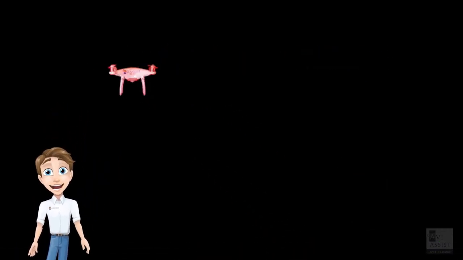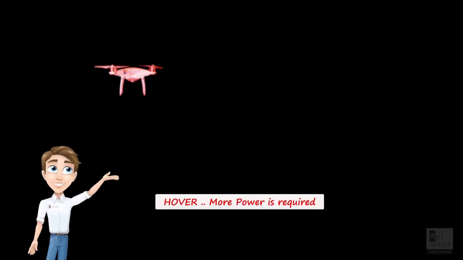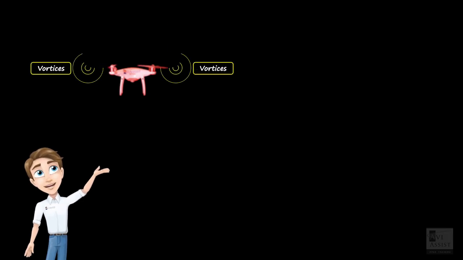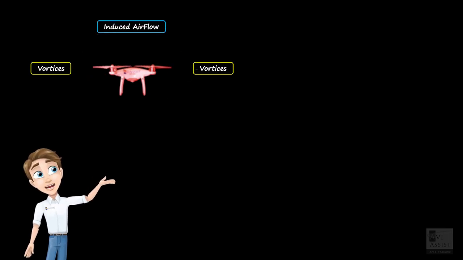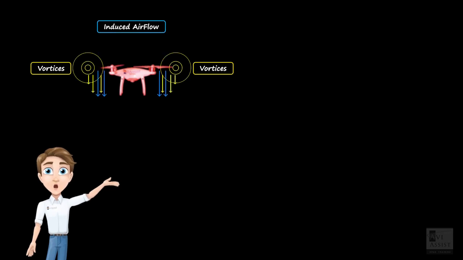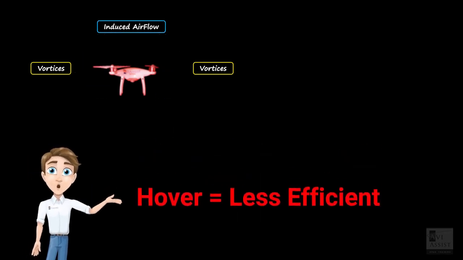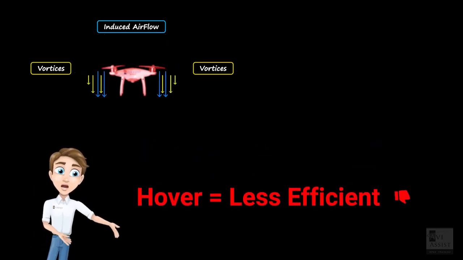As a multi-rotor climbs out of ground effect, in the hover, airflow recirculates through the rotor, resulting in larger vortices and more induced flow. The larger the amount of induced flow, the less angle of attack for any given blade angle. Therefore, a multi-rotor is least efficient in the hover.